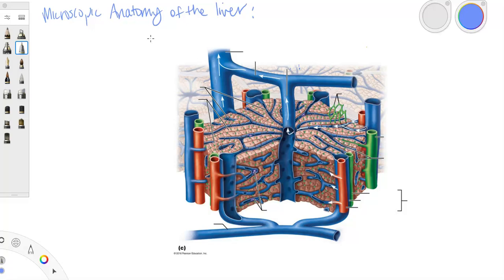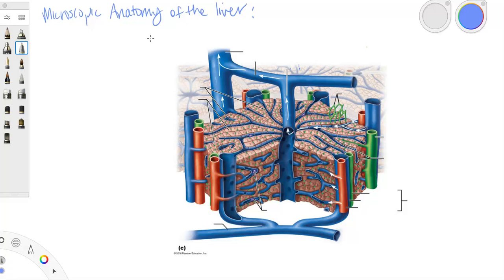rib cage. It's got a right lobe, a left lobe, a caudate lobe, and its function basically is several things, right? So it makes stuff: it makes plasma proteins, clotting factors, it makes bile, it makes cholesterol. It stores stuff like iron, glycogen, fat-soluble vitamins. It functions in metabolism, so it converts glucose to glycogen, glycogen to glucose.